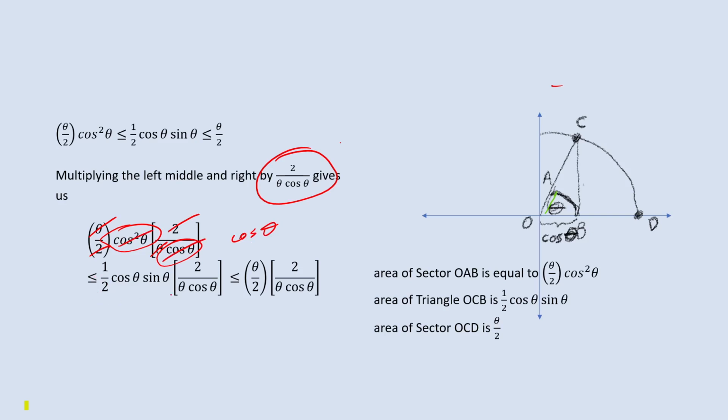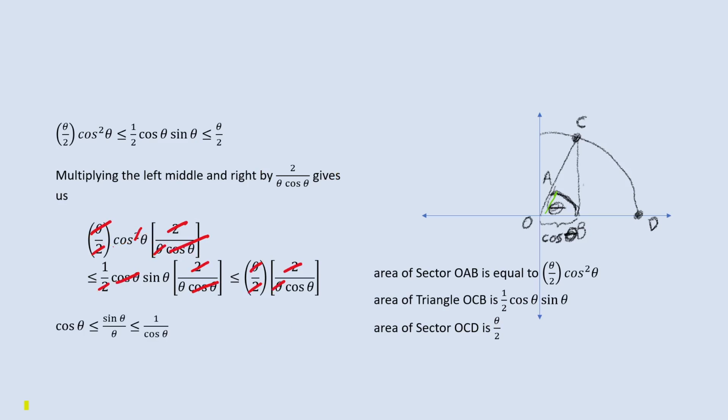Now, in the second quantity here, we have a 2 in the denominator and a 2 in the numerator. They'll cancel out. We have a cos theta in the numerator, cos theta in the denominator. They'll cancel out. And so that quantity will just be sine theta over theta. And then we have a theta over 2 times 2 over theta cos theta. These thetas will cancel. These 2's will cancel. And we'll just have 1 over cos theta as that third term. And so, simplifying everything like we just showed, we can say that cos theta is less than or equal to sine theta over theta, which is less than or equal to 1 over cos theta. Okay, so far so good.